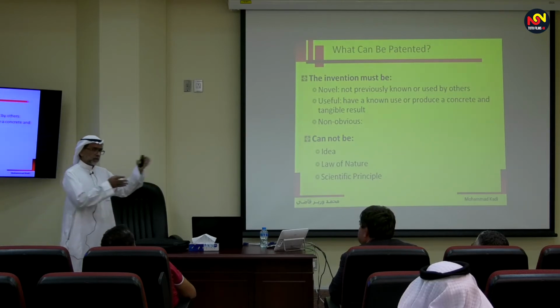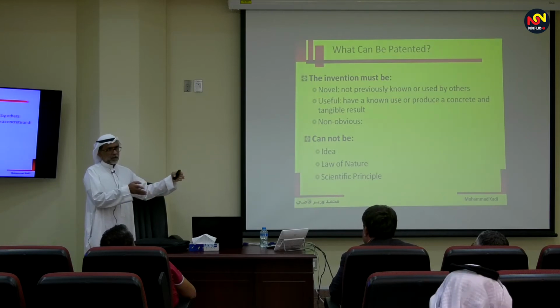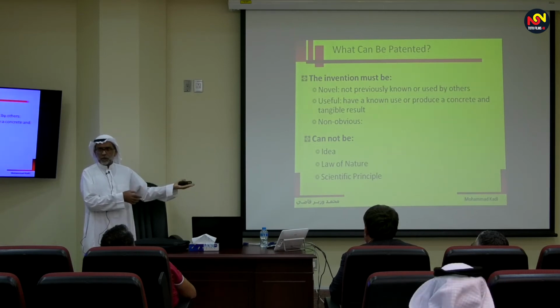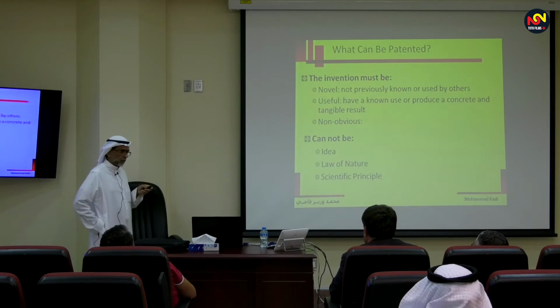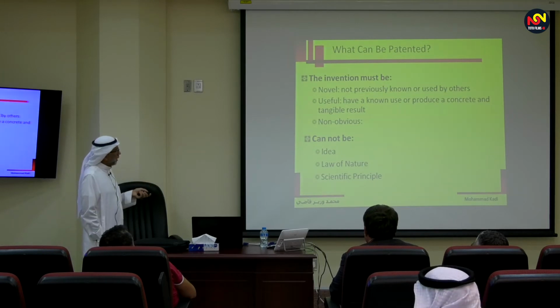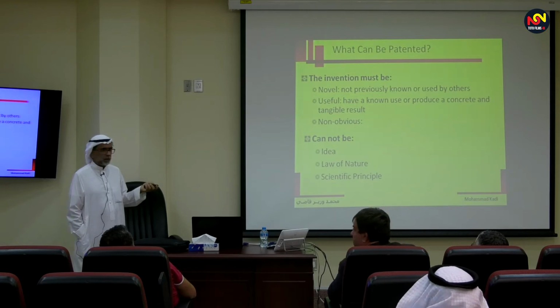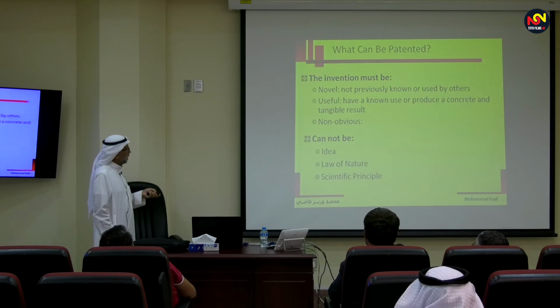This comes in the next stage. If you have to prove that this product works, then you go and produce a prototype. But for a patent, you don't have to produce the prototype. It cannot be a law of nature. Mathematical laws cannot be protected. Scientific principles also cannot be protected as a patent.